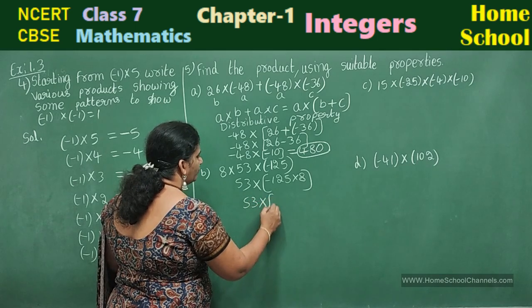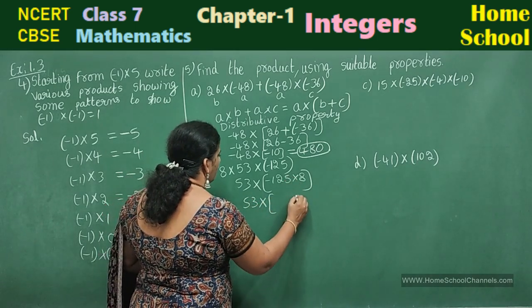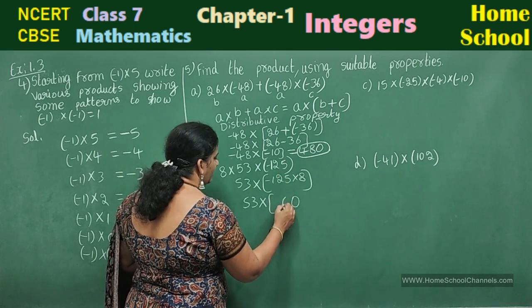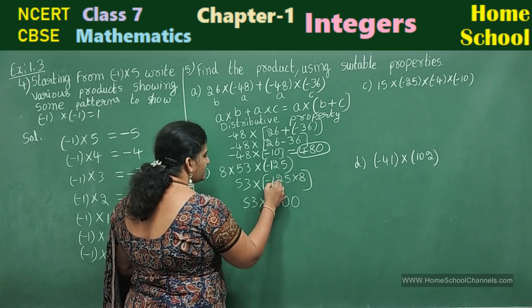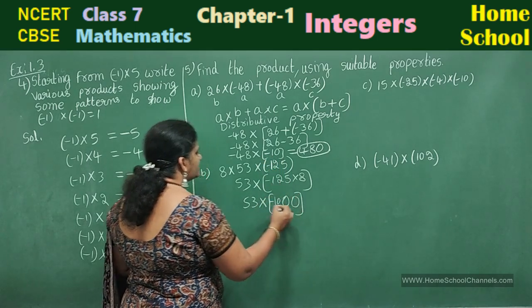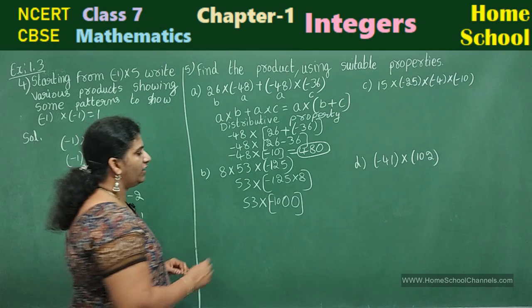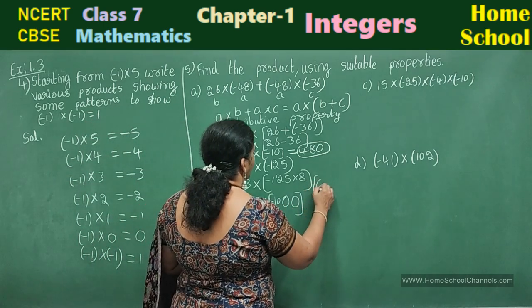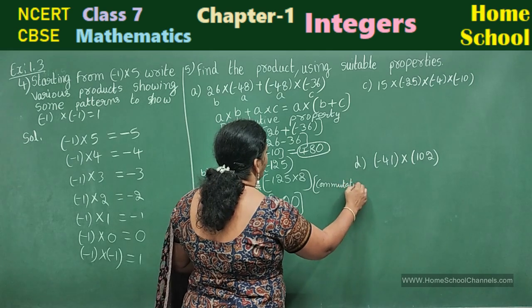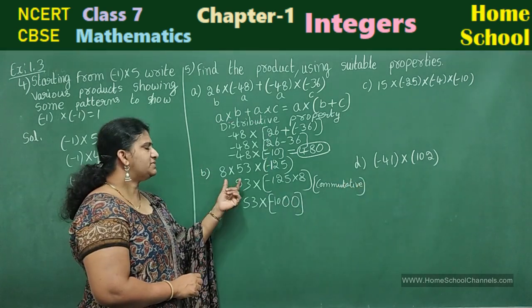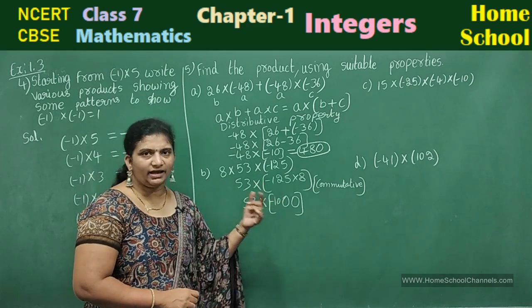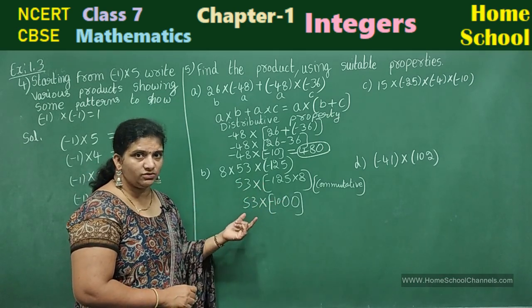53 into 8: 5 eights are 40, 8 twos are 16, 16 plus 4 it will be 20. 8 ones are 8 plus 2, 10. That will be minus 1000. Okay, you can write the property here. This is in the form of commutative property. If I put a bracket, I can say it as associative also.